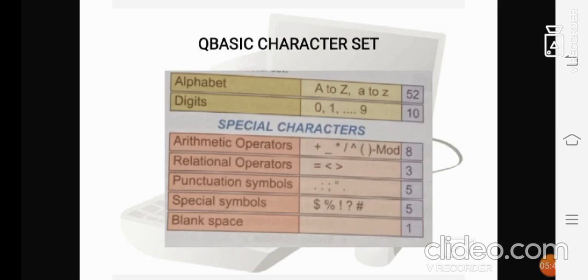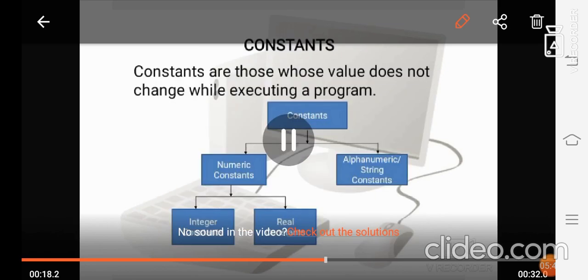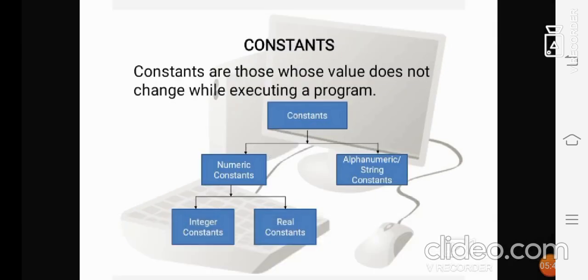Okay students, the next topic we are going to discuss is constants. Constants are those whose values do not change at all while executing a program. Constants are divided into two types. One is numeric constants and the second one is alphanumeric string constants.